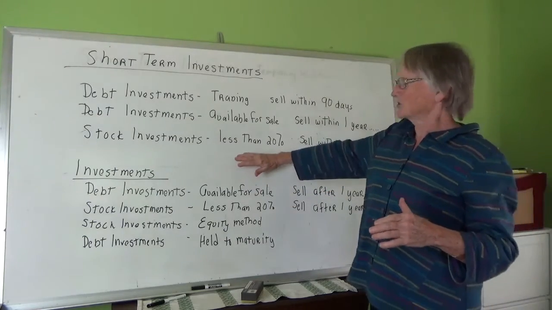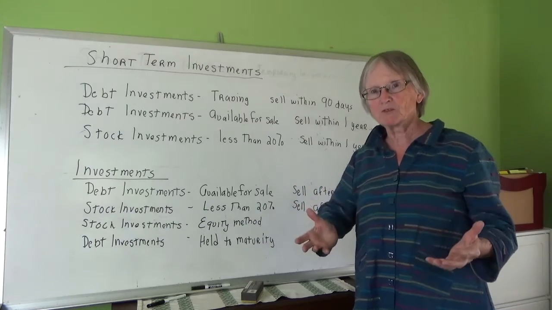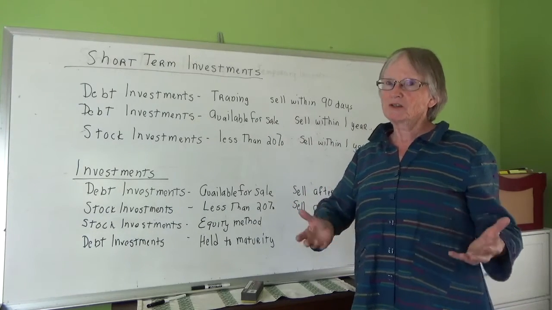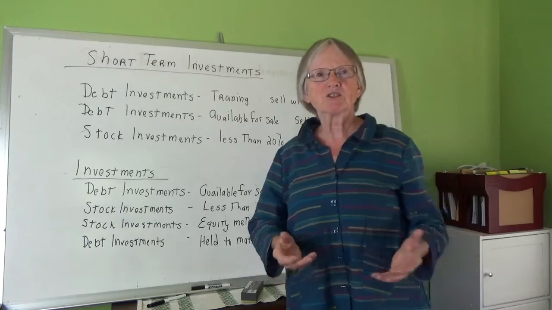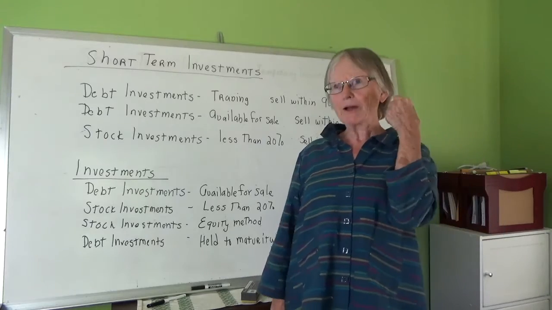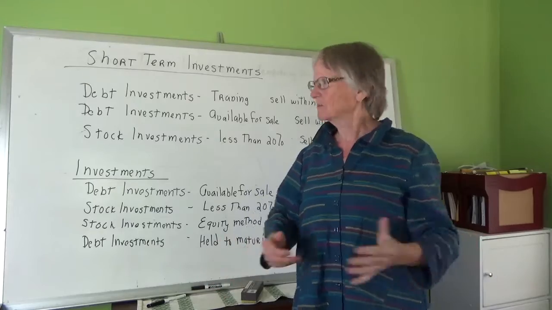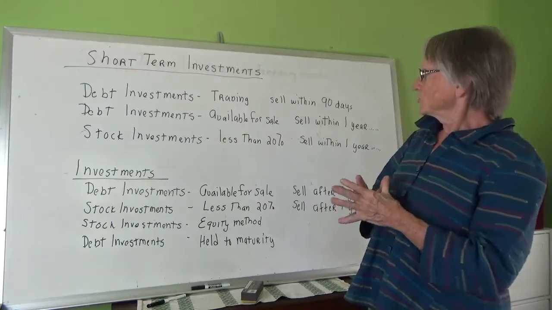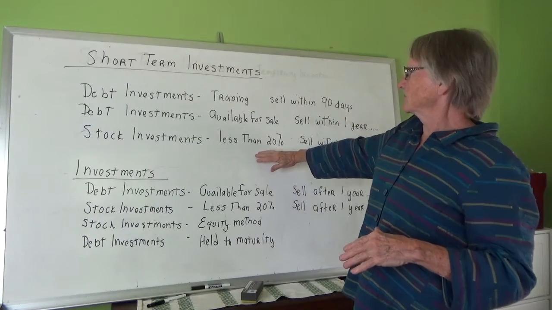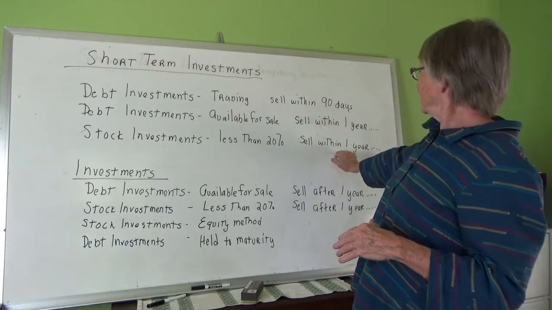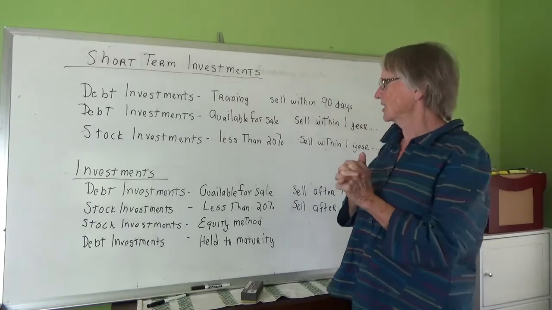If we own less than 20% of the stock of the company we've invested in, we really don't have any influence over them. We can't tell them what to do. It would be like if I had 10 shares of IBM and I called them up and I said, I think you should try this. They wouldn't even talk to me. I've got no influence. So short-term investments will include stock investments of less than 20% that management intends to sell within a year or the operating cycle, whichever is longer.